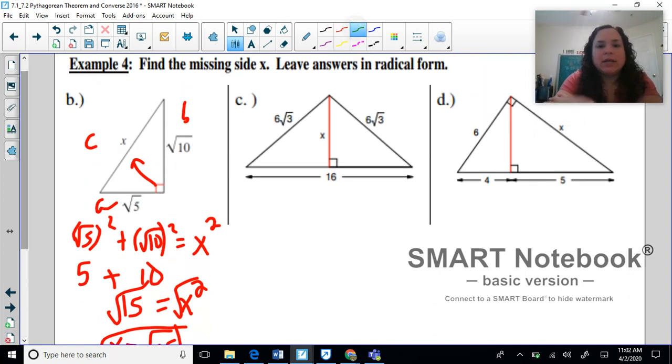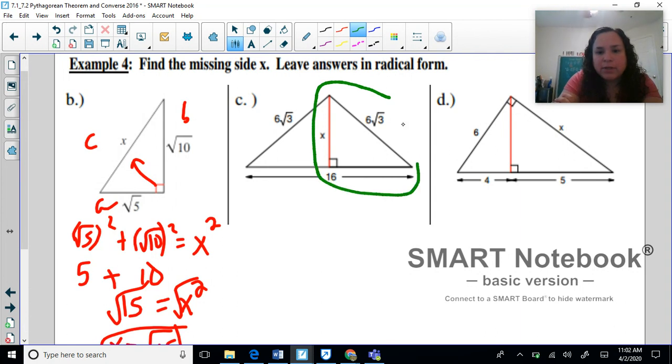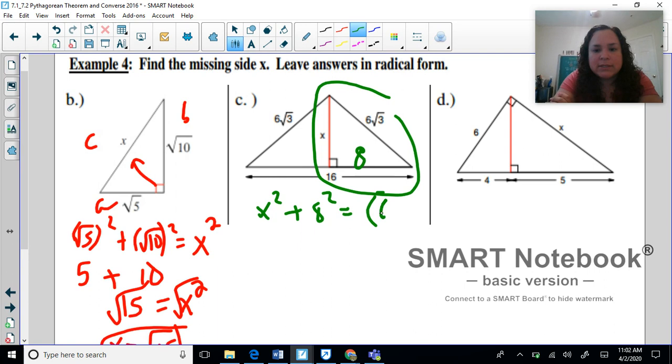In letter C, we're asked to find x. Notice that we have 2 triangles inside of a bigger triangle. We're actually just going to use half of this picture. And because the base of this triangle is 16, I'm going to say that half of it is 8. So this measure will be 8 here. And when we plug into the Pythagorean theorem, what we're going to use is x squared plus 8 squared equals 6 square root of 3 squared.